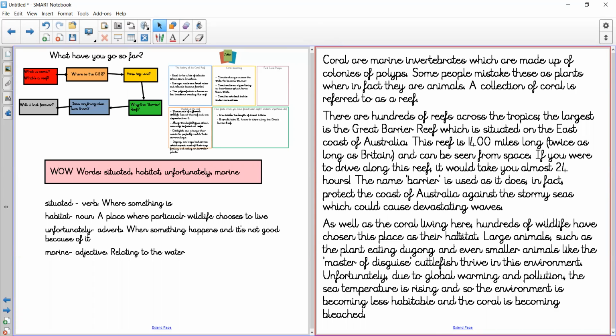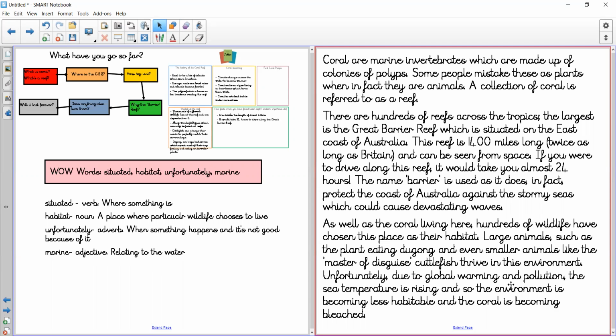As well as the coral living here, hundreds of wildlife have chosen, so now I've moved on to the blue bit, have chosen this place as their habitat. Yes. How many wow words have I got? I've got marine, I've got situated, I've got habitat. Unfortunately, I just need one more. Large animals such as the plant-eating dugong and even smaller animals like the master of disguise cuttlefish thrive in this environment. Unfortunately, done it, there's my four words.